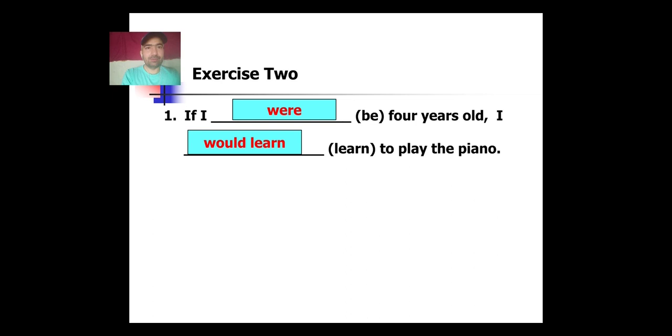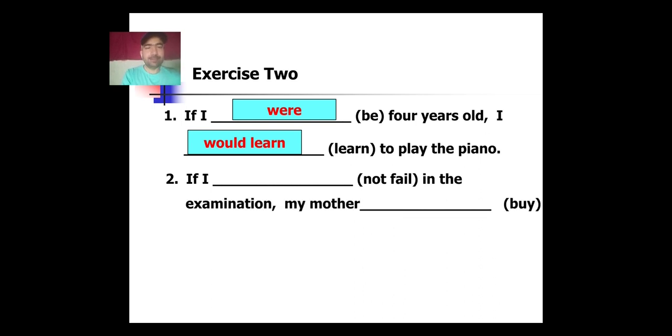The unreal situation. If I were, we usually use "was" with "I," but here we use "were" to show the unreal situation. You must have heard a common sentence, if I were the prime minister of my country, I would change the country. It means it's an unreal situation. I am not the prime minister. But if I were, it's an unfulfilled or unreal situation.